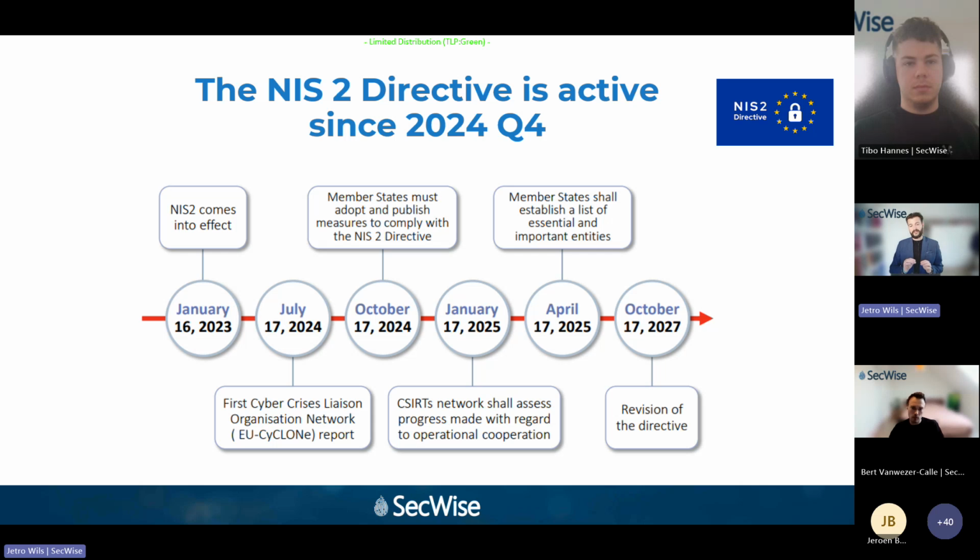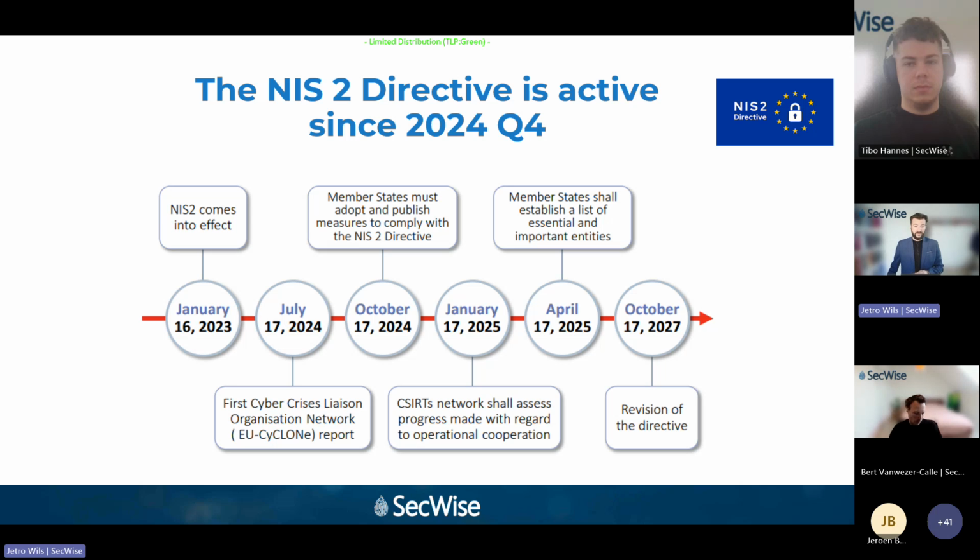Now, if you take a look at the NIS2 timeline then, so zooming in on the NIS timeline, it came into effect in January 2023. Now you say, Jetro, we're already 2025, what's going on? And that is because there's always a time between when the law or the directive gets published, and then it takes some time before it really gets into effect because organizations need to prepare, member states need to prepare, and that's why there is what they call a period to have that implementation.